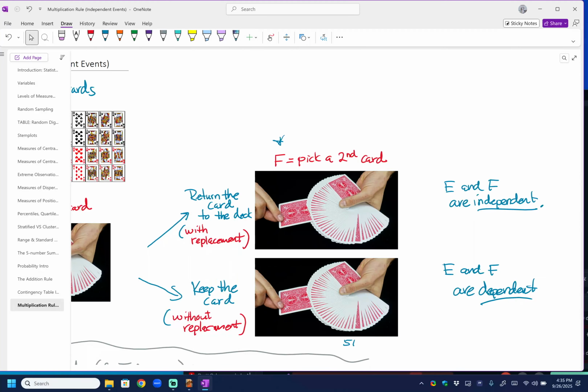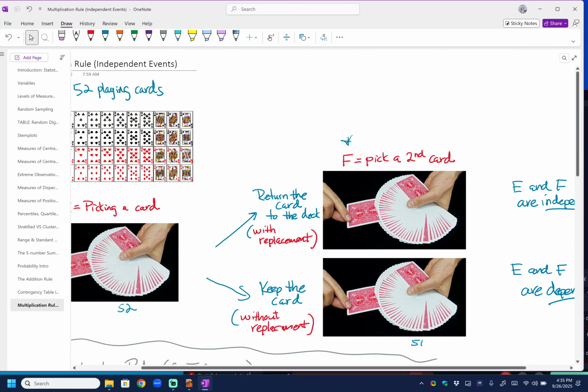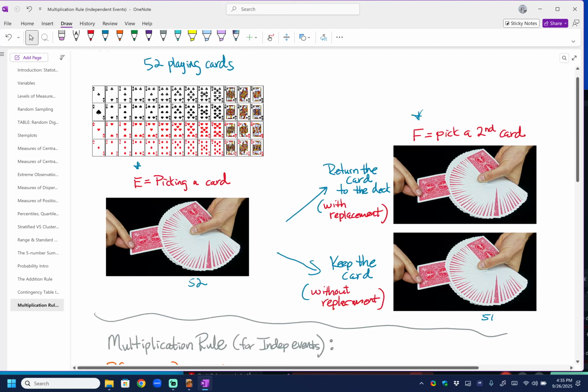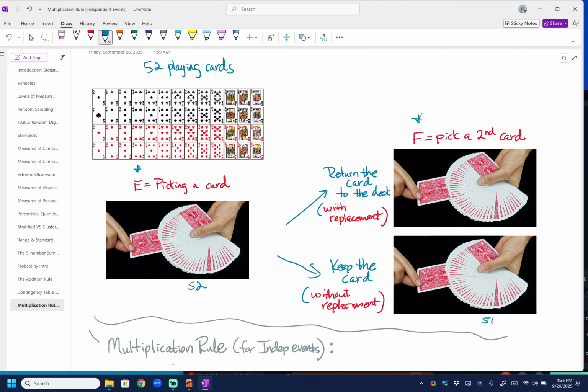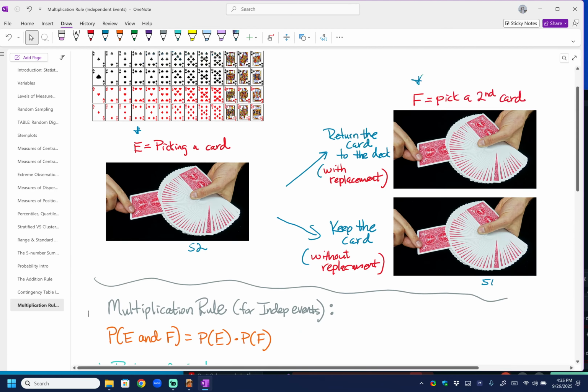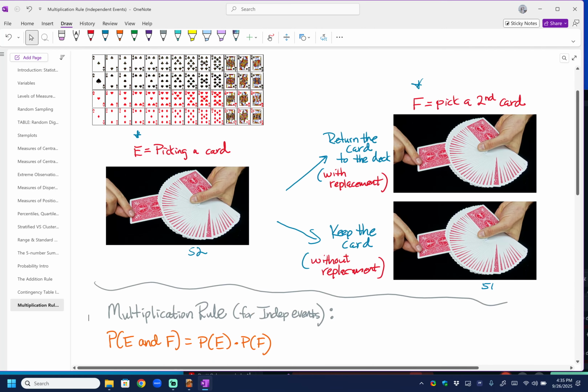Understanding the concept of independent versus dependent events allows us to move on to our next rule, called the multiplication rule. You can see down here, I've already written it. The multiplication rule for this section is going to concentrate just on independent events. We will talk about the dependent event scenario in a later section. But for now, what does the multiplication rule look like for independent events? It looks just like this.